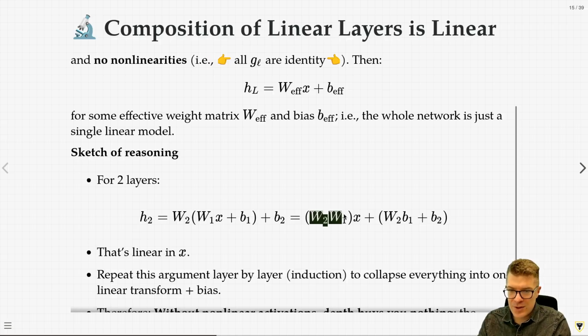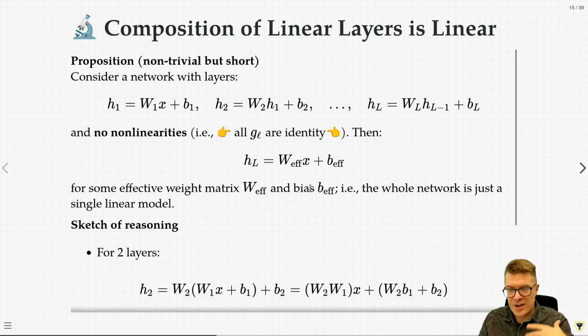W sub 2 times w sub 1 is just going to be another matrix, which is like a pseudo weight matrix. It's just going to be a linear transformation of x. There are no nonlinearities being introduced. There are no polynomials. There's no nonlinear function. And this little piece back here is just another vector which we add to this vector. Okay, so far h sub 2 is still linear in x.